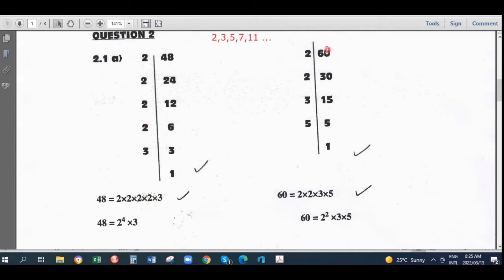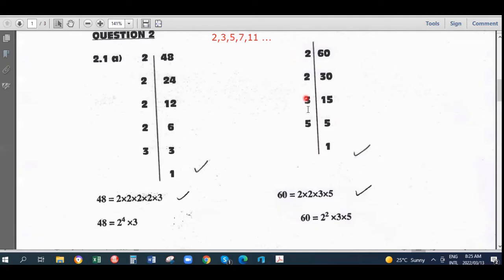Now the next number, 60, we start with the lowest prime number, which is 2. 2 goes into 60, 30 times. 2 goes into 30, 15 times. Now 2 cannot go into 15, so I'm going for my next prime number, which is 3. 3 goes into 15 5 times. Now 3 cannot go into 5, so I'm going for the next prime number, which is 5. 5 goes into 5 1 time.